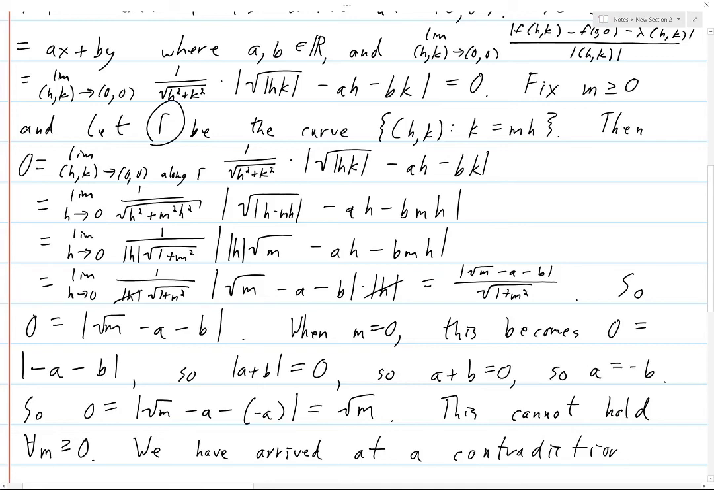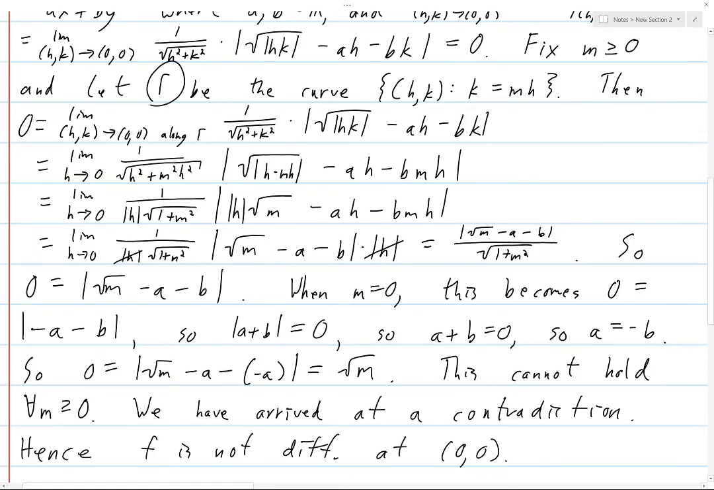And hence, f is not differentiable at 0, 0, which is what we had assumed way at the very beginning of this problem. We assumed for contradiction that f is differentiable at 0, 0. We did a bunch of work, and we got a contradiction. Therefore, it cannot be the case that f is differentiable at 0, 0. And that's what we wanted to prove, and so we are done.